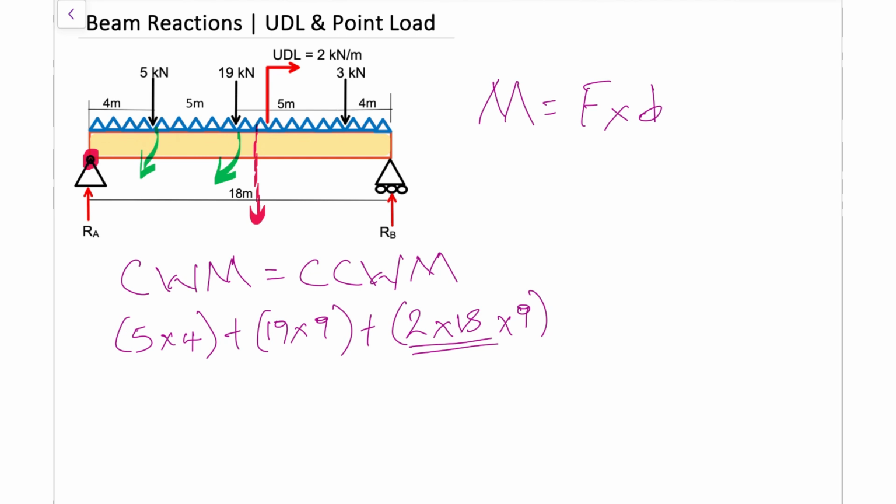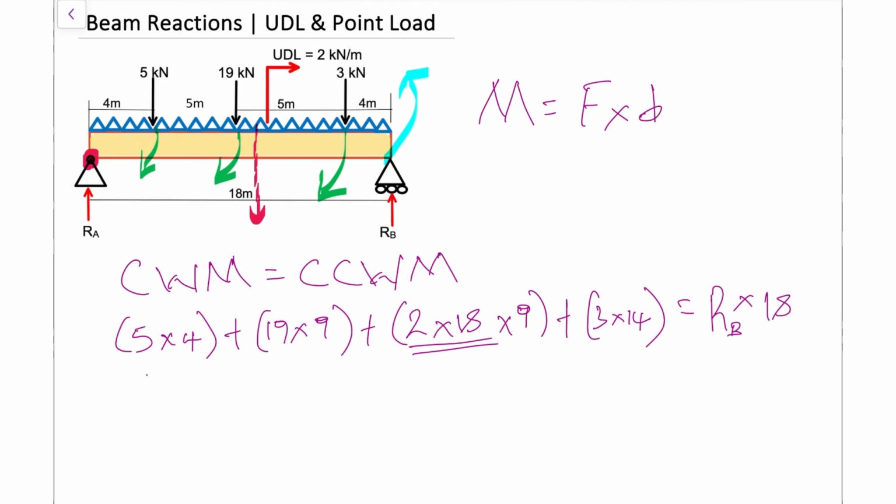So the next force that we have, again, that's trying to pivot this way, which is clockwise, is our 3 kilonewtons. So that's going to be plus 3 times its distance, which is 14 meters. And those are all the forces that are trying to pivot in a clockwise moment. So if we look at RB now, RB is trying to counter all of that, going in that direction. So RB is going to be on our counterclockwise moment side. So it's RB multiplied by the total distance, that is 18 meters. So all that is left to do now is to just sum everything up and solve for RB.